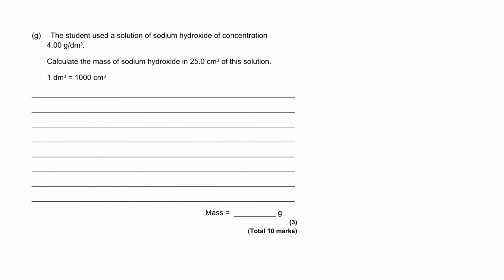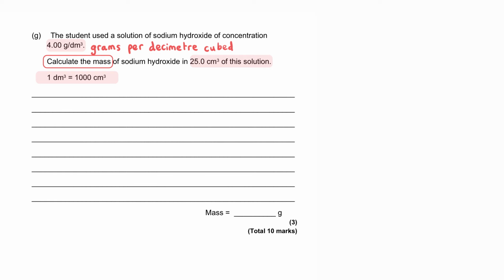The student used a solution of sodium hydroxide of concentration 4.00 grams per decimetre cubed. Calculate the mass of sodium hydroxide in 25 cm cubed of this solution, and we're told that 1 dm cubed is 1000 cm cubed. There are 3 marks available for this question. One of them will be for our final answer, which is the mass in grams.